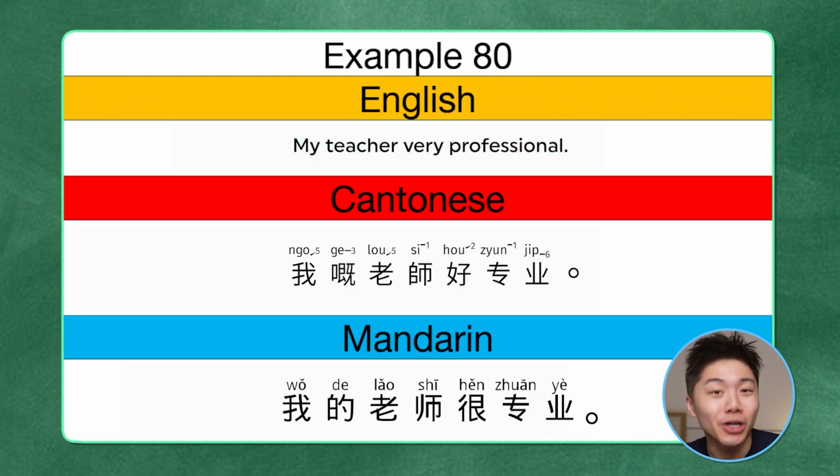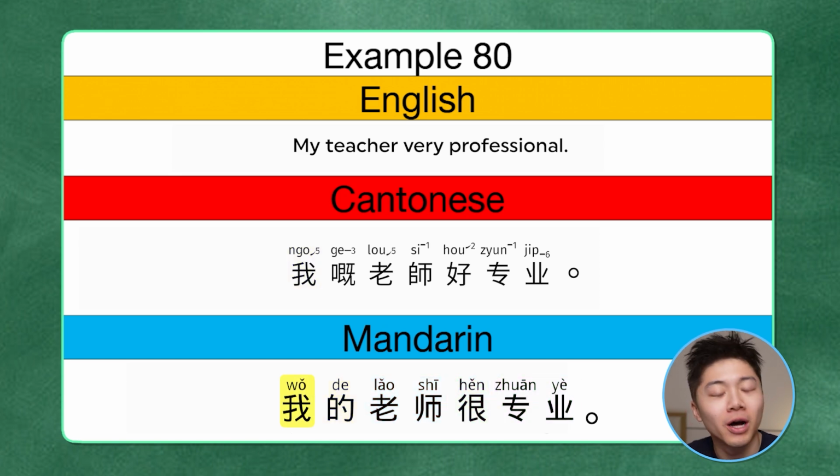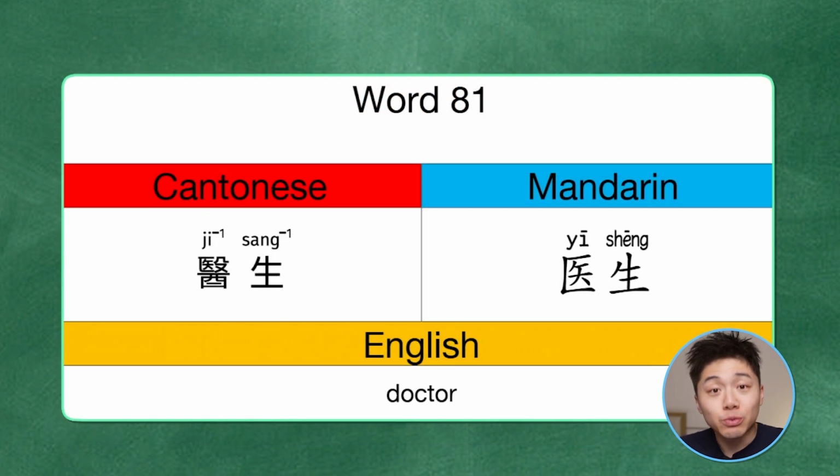My teacher's very professional. In Cantonese, 我嘅老師好專業. In Mandarin, 我的老師很專業. So in Cantonese, 我 is I in Mandarin, 我. 嘅 means my in Mandarin, 我的. 老師 means teacher in Mandarin, 老師. 好 means very in Mandarin, 很. 專業 means professional in Mandarin, 專業.